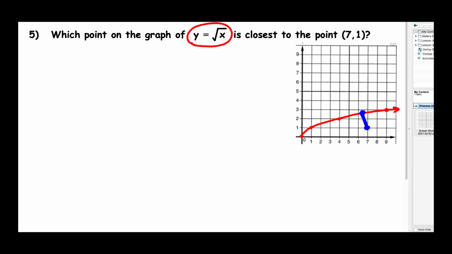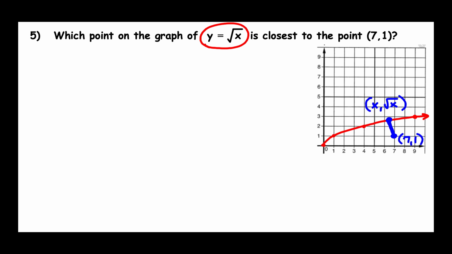Let's take a look here. This is, of course, (7, 1). That's not going to change. And this point will be (x, y), which is pretty generic. But again, you're on the red curve, so y can be replaced with the square root of x. Okay, so far so good.